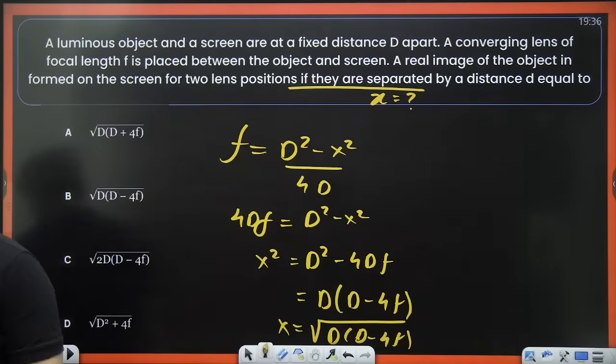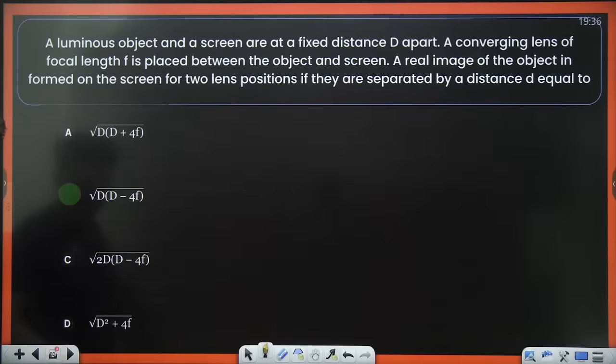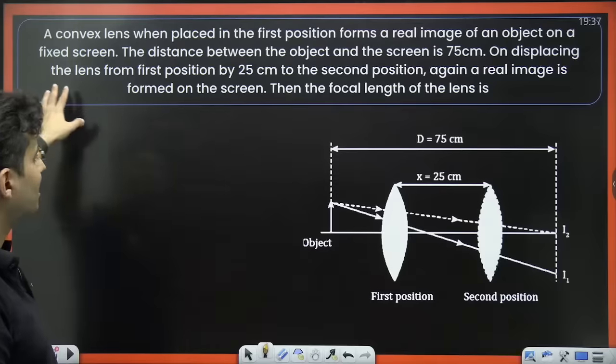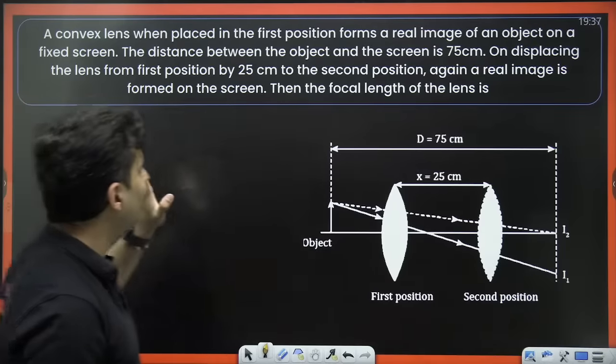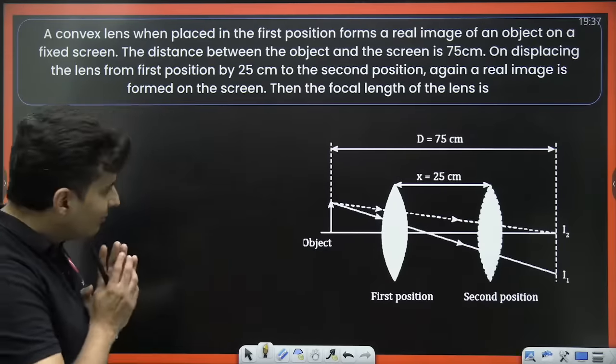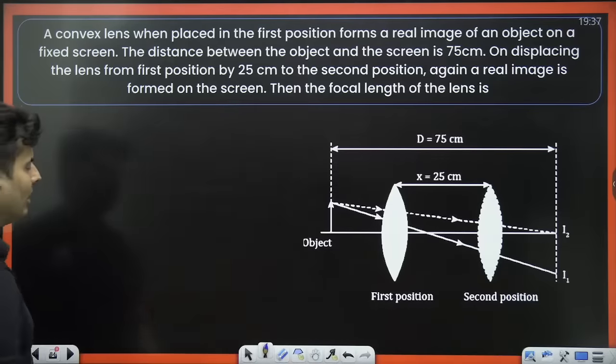Straight questions can come, direct questions. Yes, you can use sunlight and also find the focal length. There is no harm in that. Okay. Now, over here, again, one more question. You can see D is given, X is given, and the question is, what is the focal length? So, very direct, very simple questions you will get on these particular arrangements.